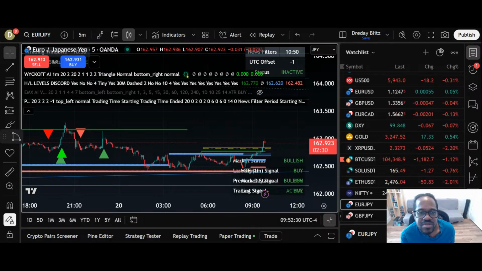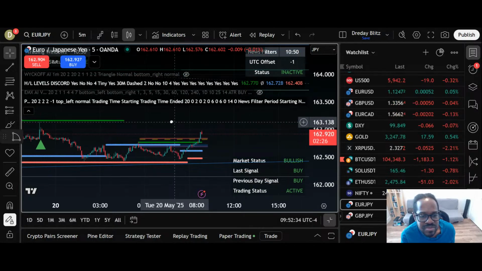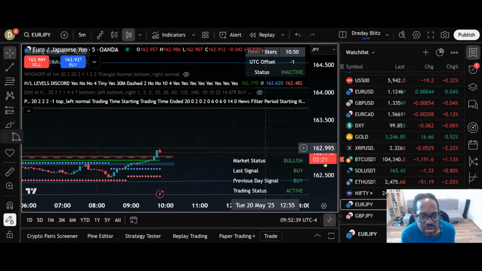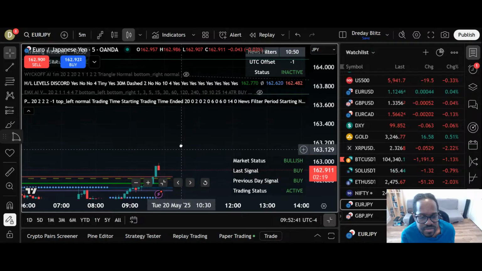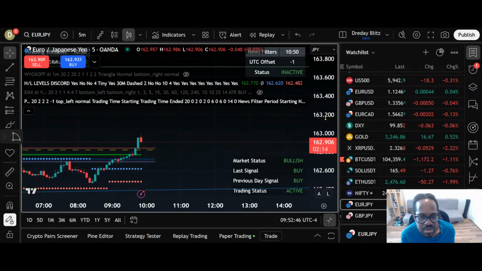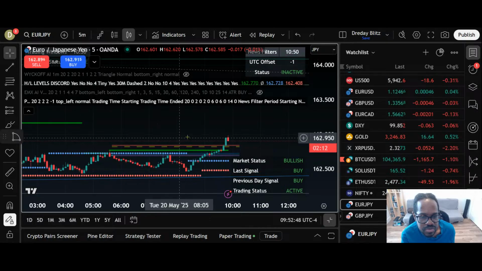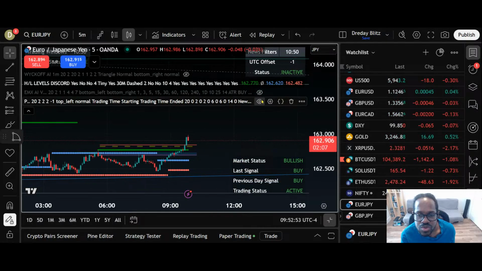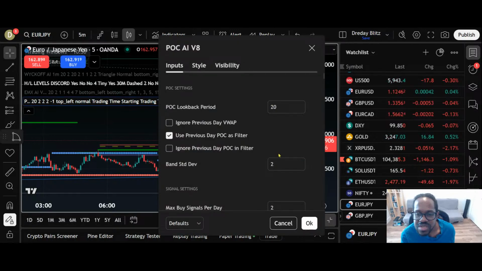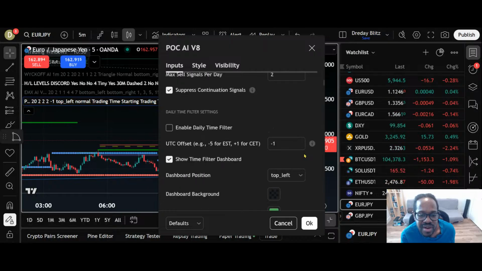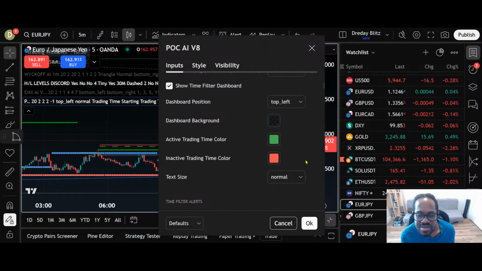Yep, so I'm just gonna close this. Yeah, it printed, but did it close with a signal, Leon? Or did it only print on the chart? Because for the POC to work, it needs to print and close on the chart.